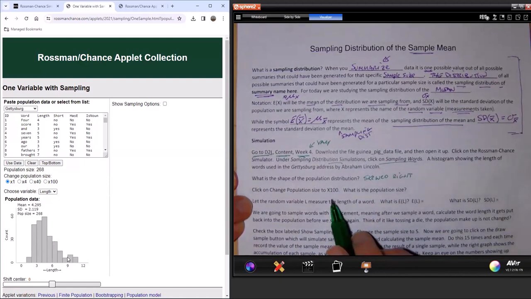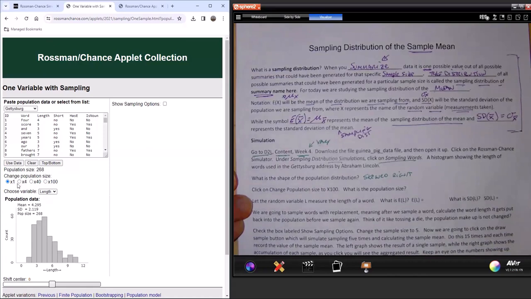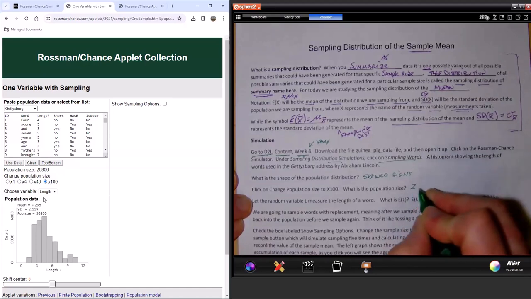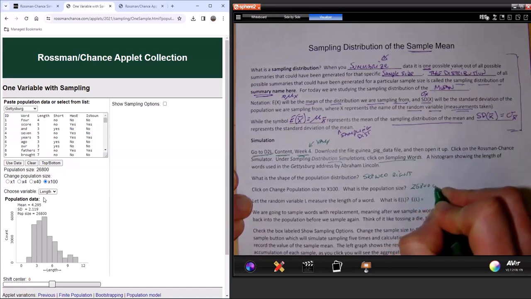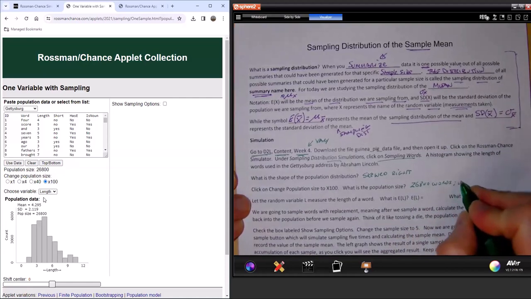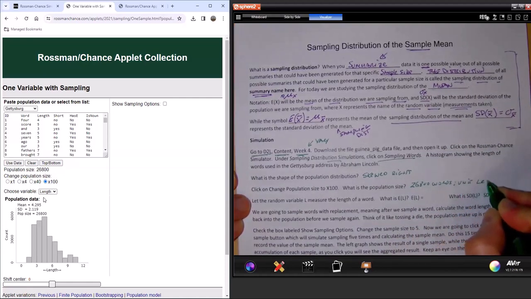Okay, so I'm going to click change population to times 100. So right now it's times 1. You notice the population is 268. There's 268 words in the Gettysburg Address. So I'm going to just multiply that by 100. So now what is the population size? 26,800 words. And of course, what we're measuring is the length of the words. So the unit is length of words.